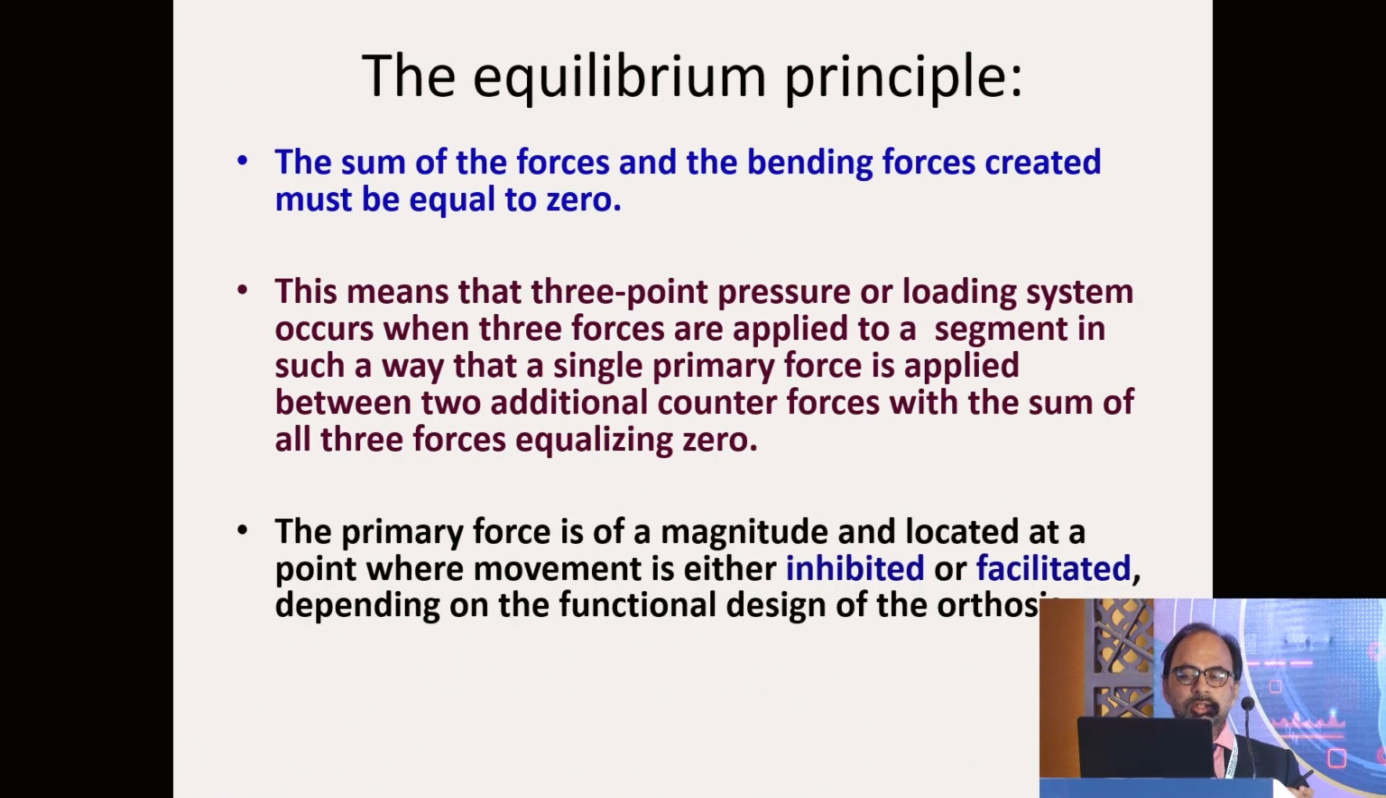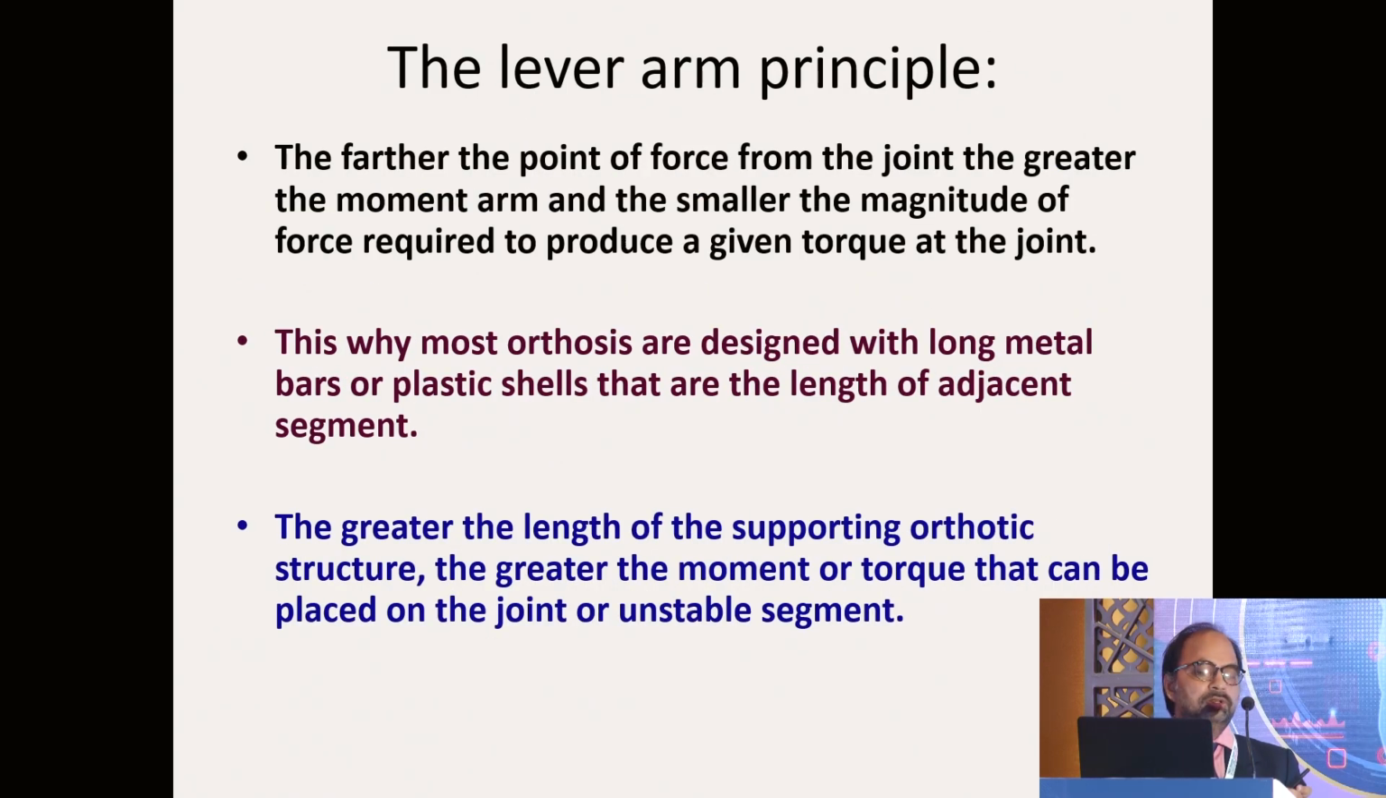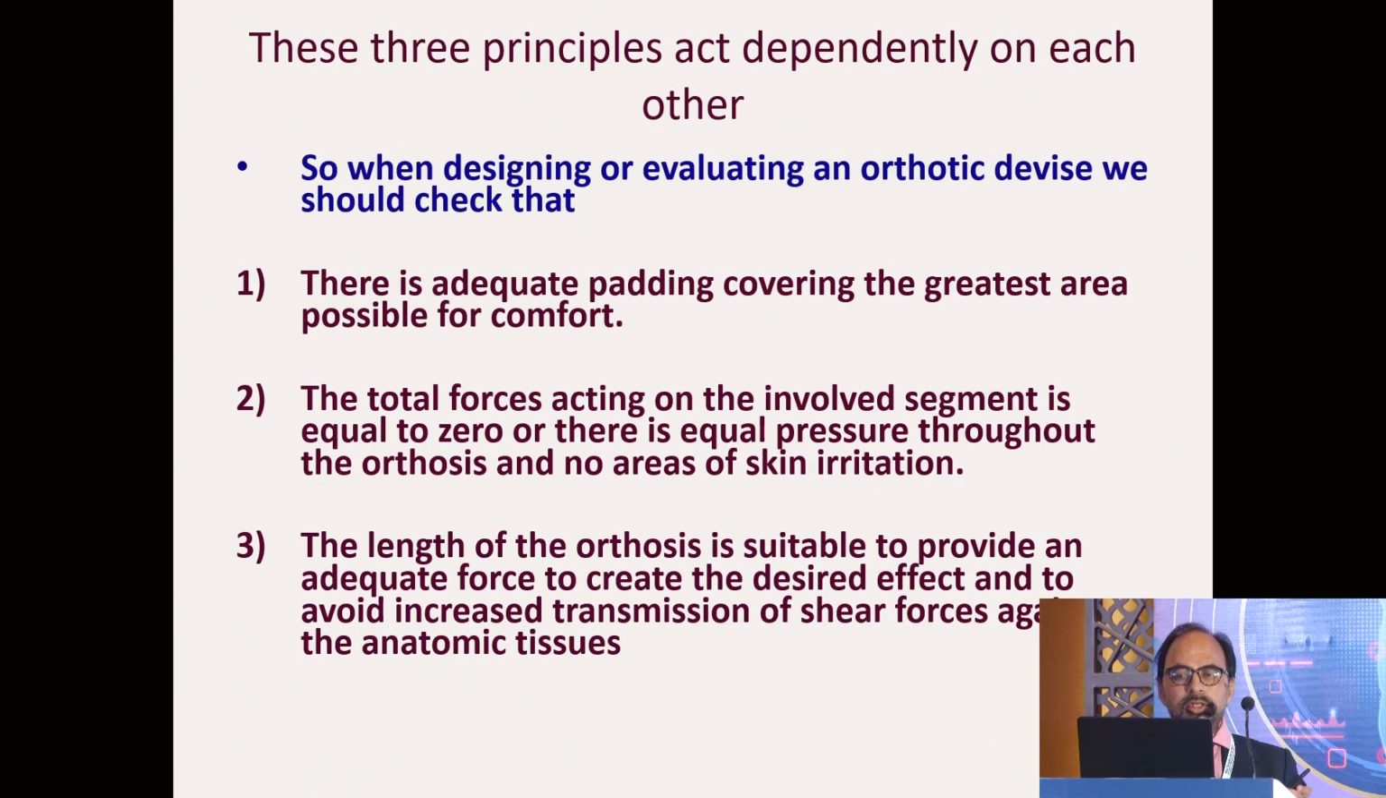Then equilibrium principle, the forces should be equal. The sum of forces and bending forces should be equal to 0. Then lever arm principle, the farther the point of force from the joint, the greater the movement and the smaller the magnitude of force required to produce a given torque. So that's why we see most of the orthoses are given with a long metal bar or plastic shells. These three principles act dependently on each other.